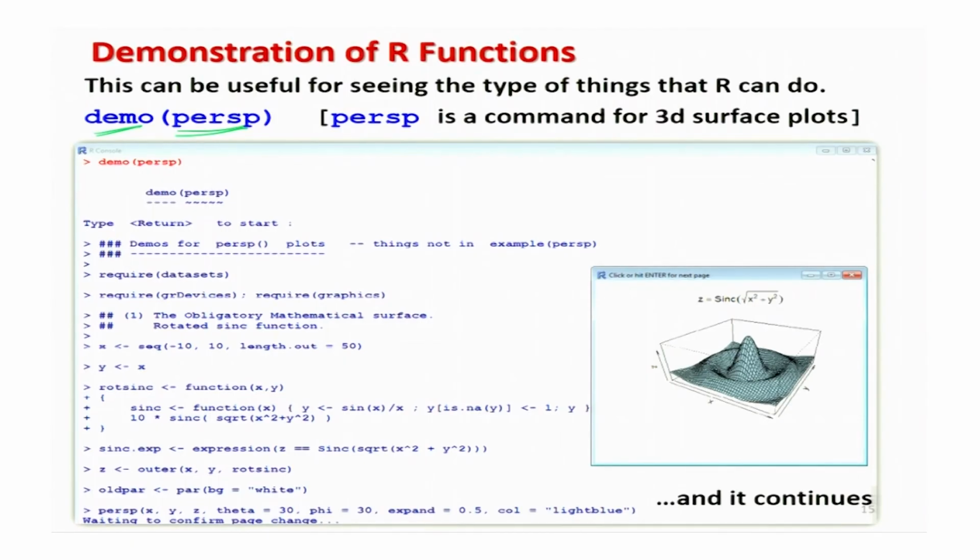For example, here I would like to show you that suppose somebody wants to create a 3D surface plot, and in the R software there is a command here, persp, P-E-R-S-P.